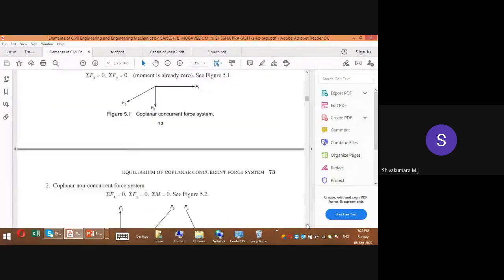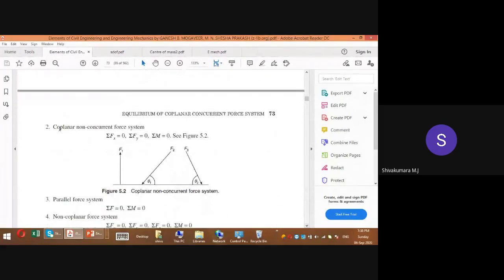Next type of force system you come for: coplanar non-concurrent force system. Whenever a non-concurrent force system comes, one more condition is added over here, which is moment equal to 0. Because we have mentioned coplanar, we should use only summation of Fx and summation of Fy, the xy plane.